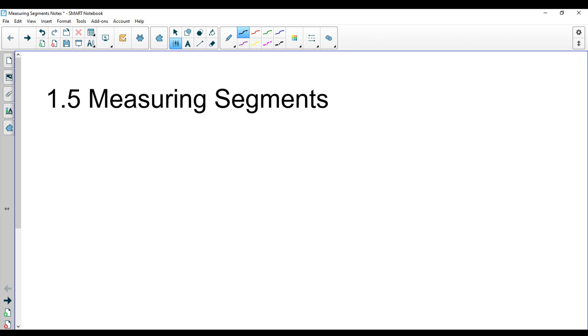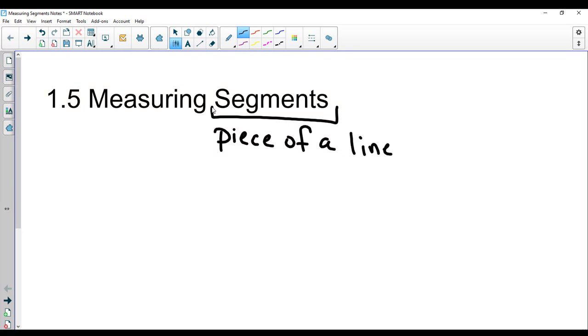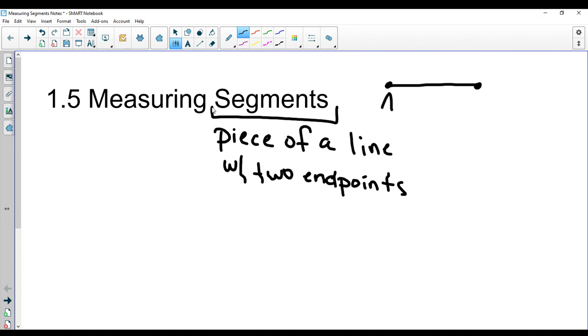Today's video is going to be all about measuring segments. So let's remember what a segment is. It's a piece of a line with two endpoints. Sorry about my handwriting. There's an example, just basic and simple.